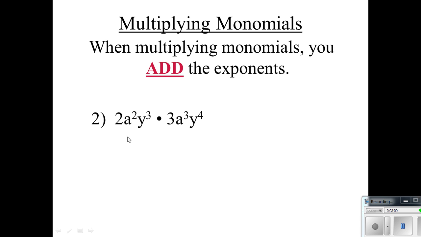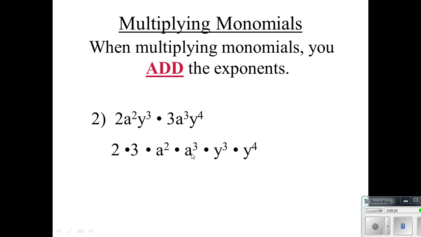When you multiply your coefficients, your 2 and your 3, you just have to apply the regular multiplication of two numbers. So you just have to multiply 2 times 3, okay? And then I will multiply a squared and a cubed, and then multiply y cubed by y to the power of 4.